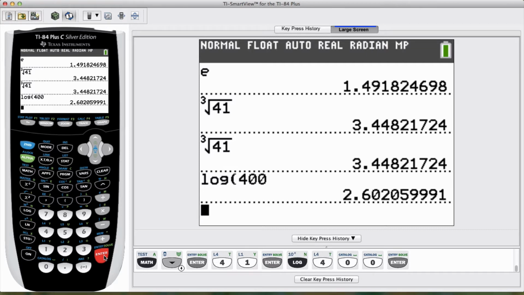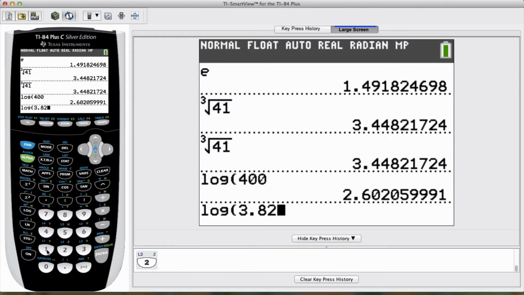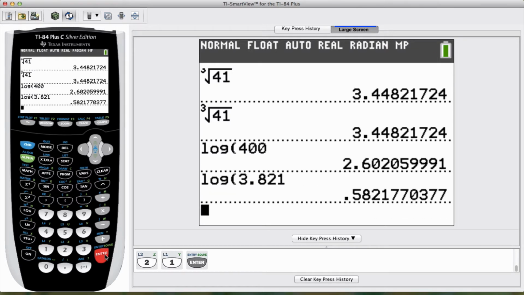Now I can only use this log button when our base is 10. So number 8, we have a base of 10 again, so I'm going to press log of 3.821. We're going to spend a lot of time talking about how a logarithm is an exponent. But what this is really saying is log of 400 says 10 to the 2.602 power is 400. This next one is telling me that 10 to the 0.5821 whatever power is 3.821.